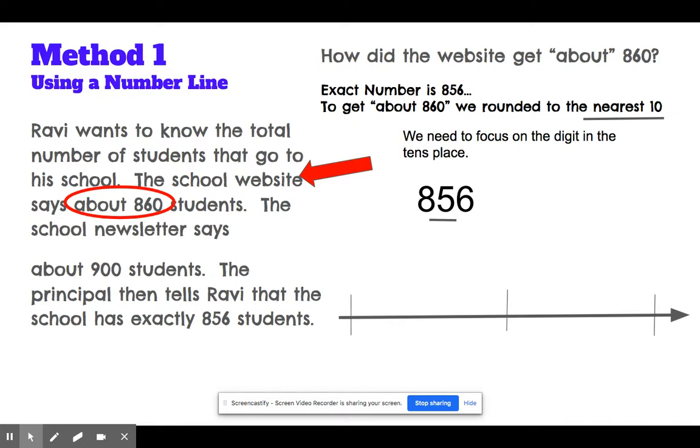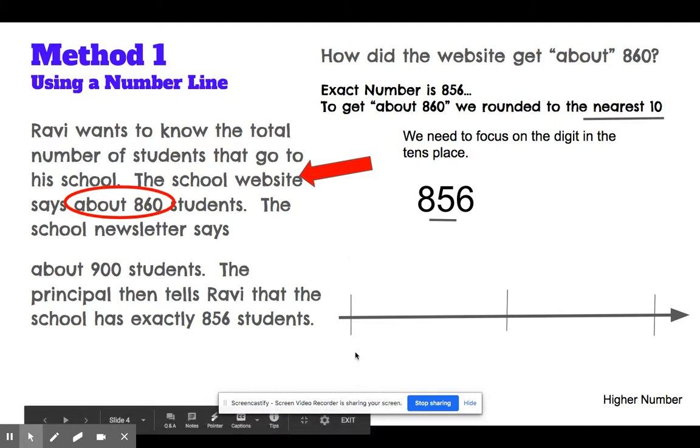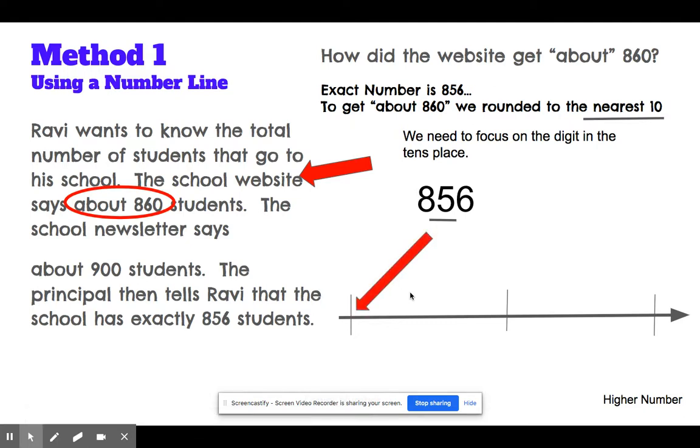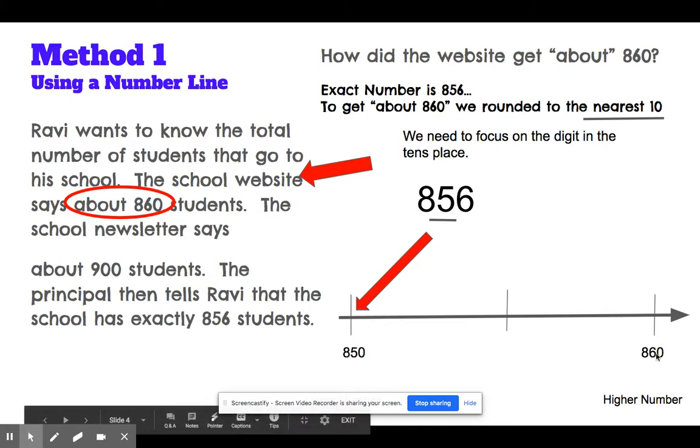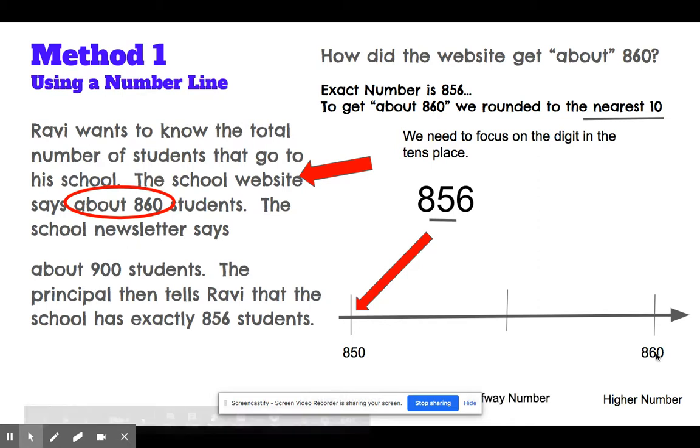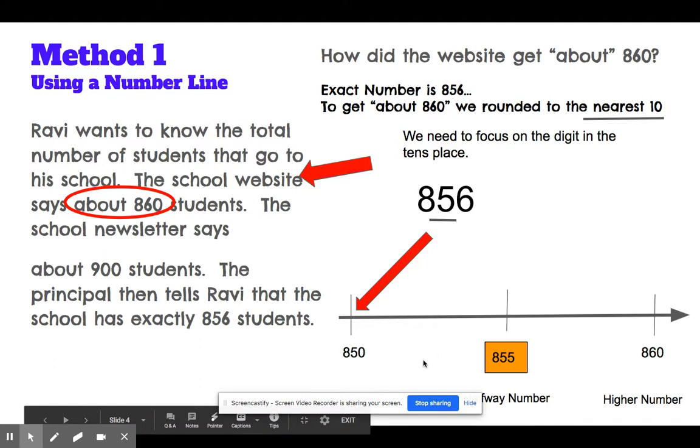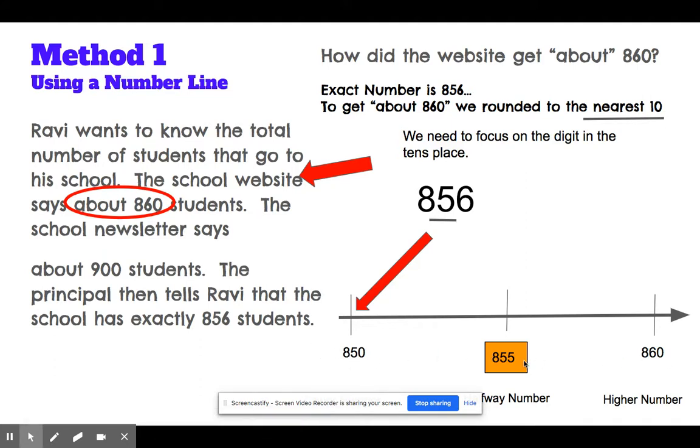We're going to build it using a lower number over here, which is 800. So we're going to take that 50 and make it 850, since we're counting by tens and we're focusing on that tens place. So our lower number is 850, meaning that our higher number, the next 10, is going to be 860. Our halfway number is 855, because halfway between 850 and 860 is 855. Now we're going to place that 856, which is our exact number, on that number line.